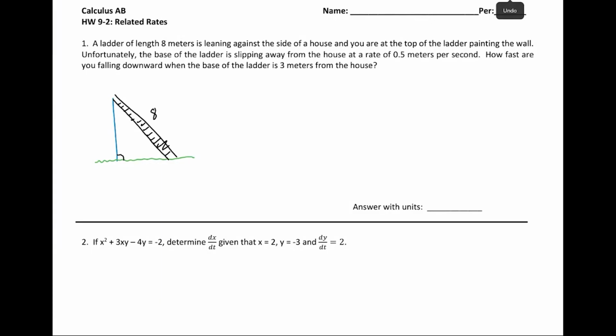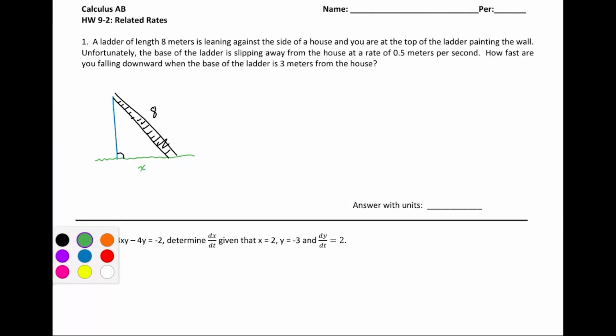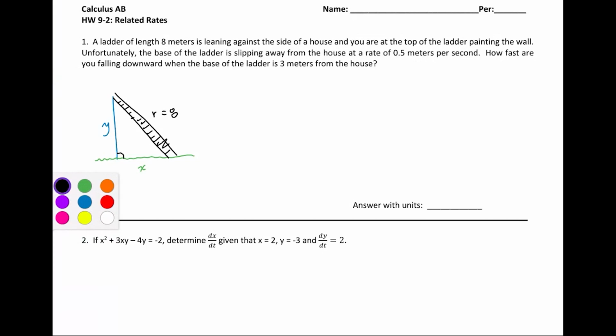With these ladder problems, you're going to be using the Pythagorean theorem, which is a theorem that relates all three sides of a right triangle. So we've got our x, our y, and then what we'll call our r, which is the hypotenuse. So yeah, the length of the ladder is 8 meters, and the base of the ladder is slipping away from the house at a rate of 0.5 meters per second.